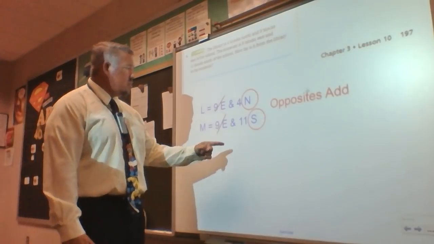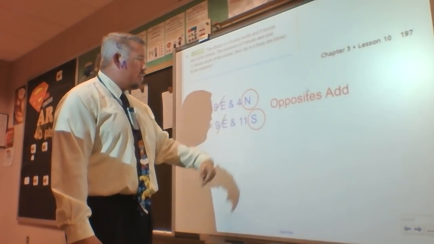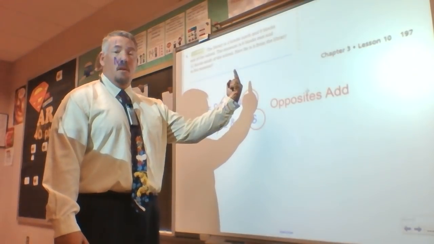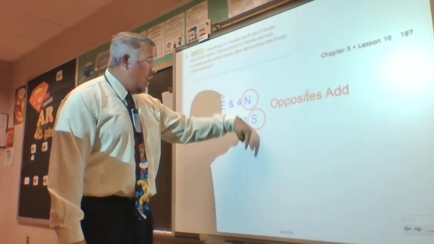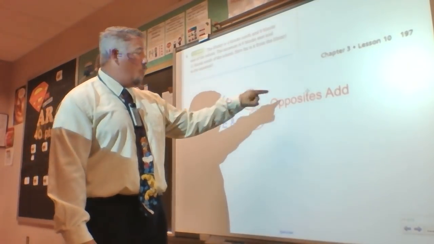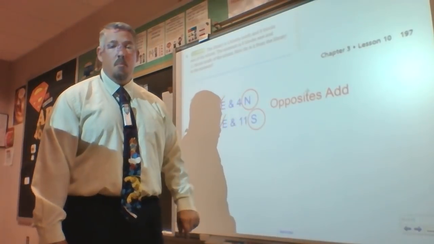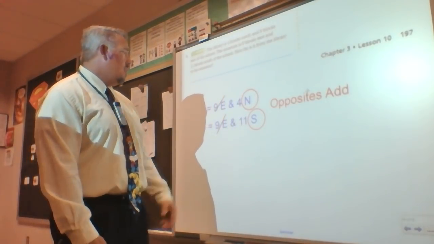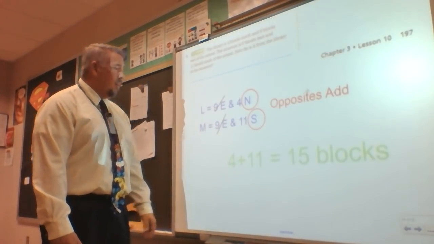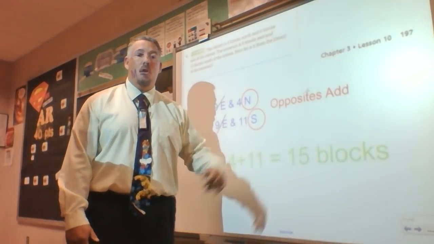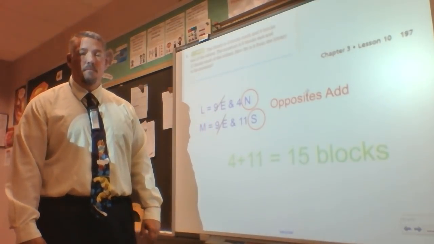And then when I notice what we're talking about here, north and south, we're talking about positive because it goes up and negative because it goes down. So once again, opposites tell me I get to add. So if I take 4 plus 11, it gives me 15 blocks for that answer.